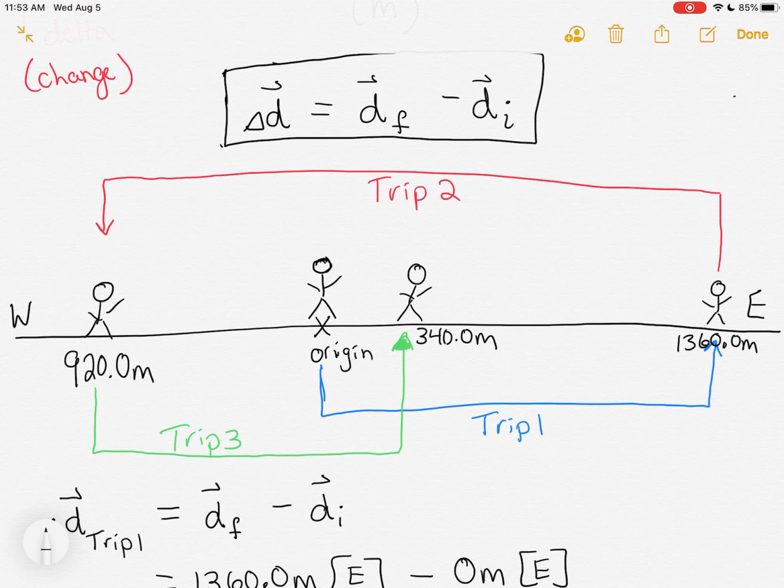It doesn't matter how many routes you took to get there. It doesn't matter how many intermediate steps there were to getting there. Displacement only is concerned with final position minus initial position. Okay, it only cares where you start and where you end, and that's it.